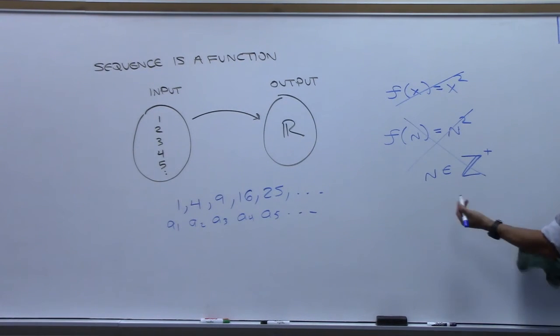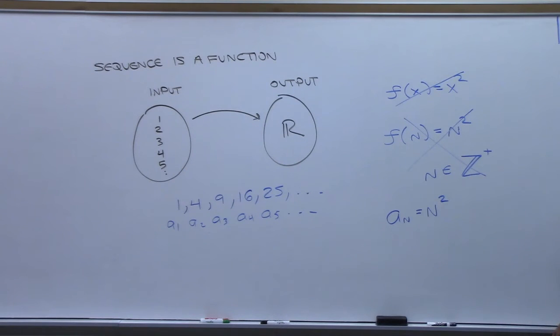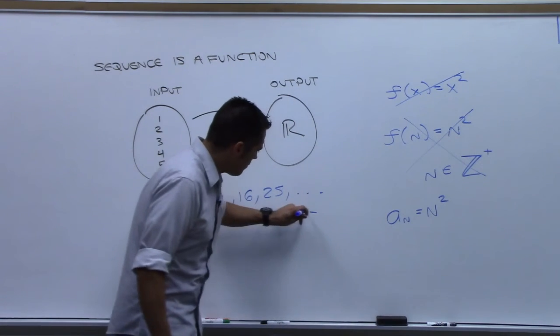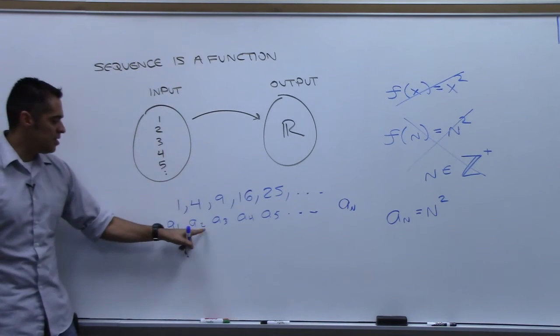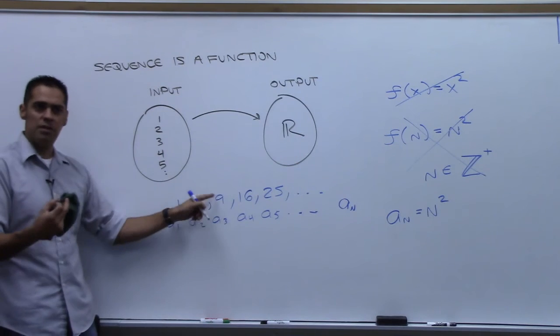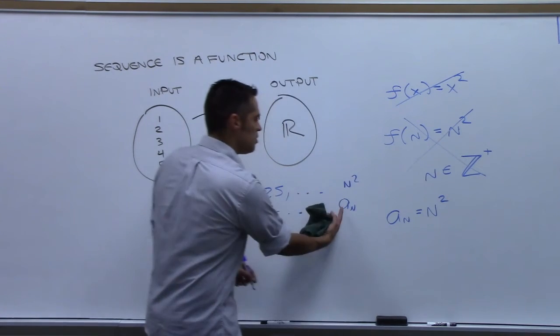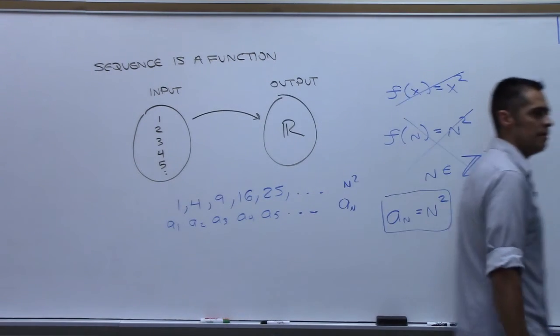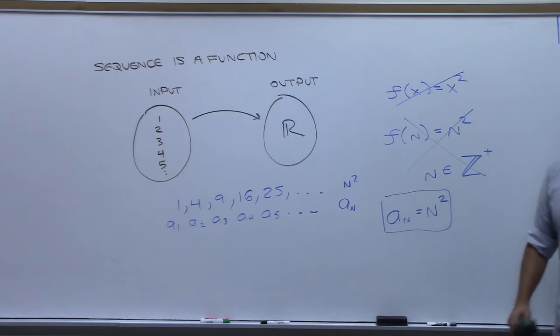Instead, we just write this: a sub n equals n squared. That's what we write. Now just think about that. What would my nth one be? Well, the first one is 1 squared, the second one is 2 squared, the third one is 3 squared, the fourth one is 4 squared. The nth one is n squared, right? So a sub n is n squared. That is the way we write sequences, the way we define them. This is the notation we use. Make sense?